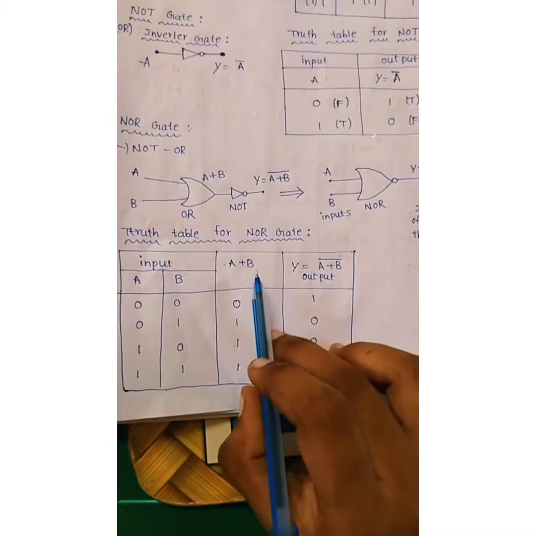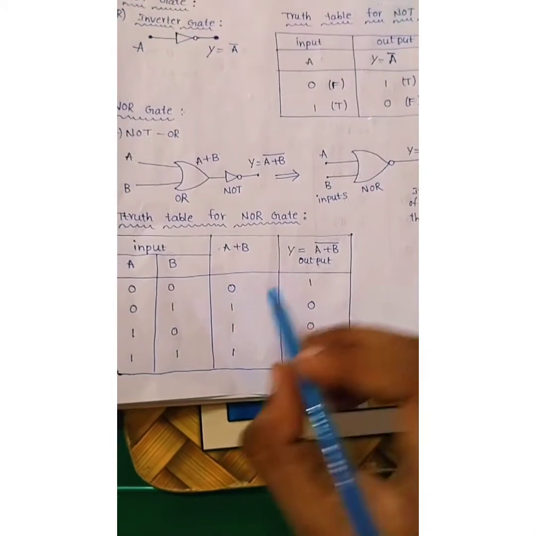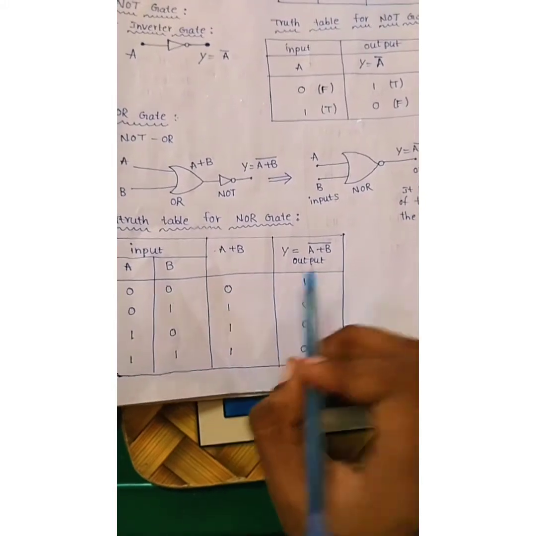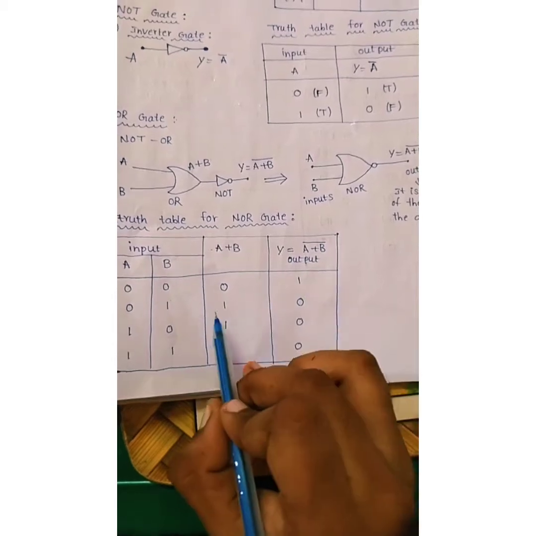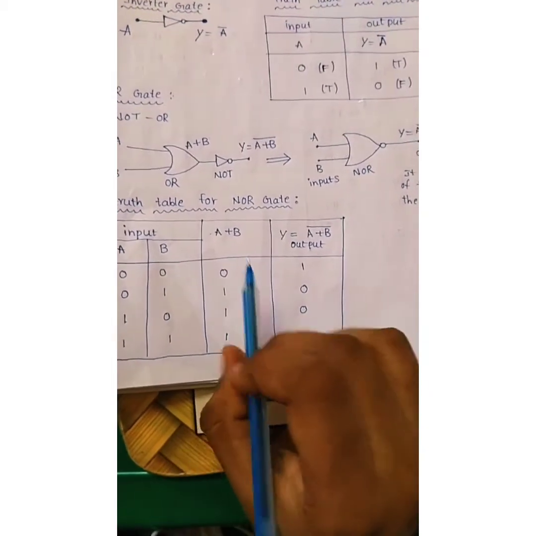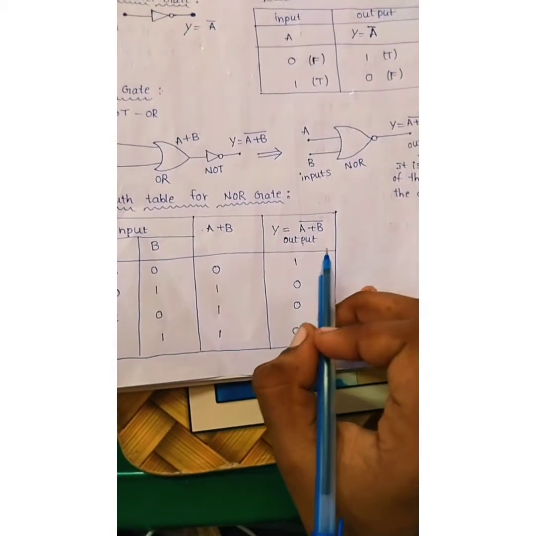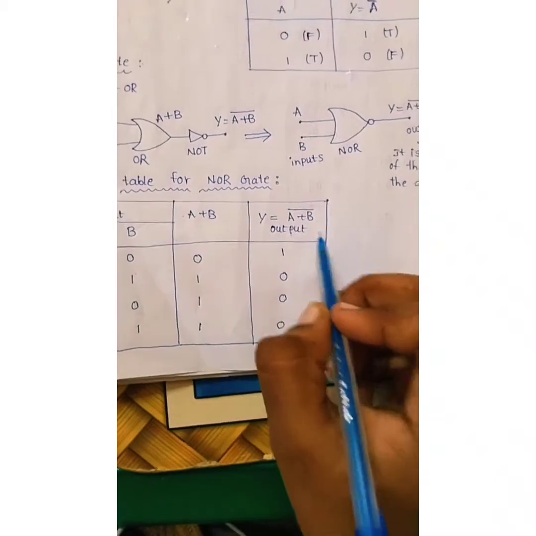Next we find the A plus B bar as the output. Here we take A plus B as 0, and A plus B bar means we take the input as 0 and the output becomes 1. Here the input is 1 and the output is 0. So A plus B bar is the reverse of A plus B.